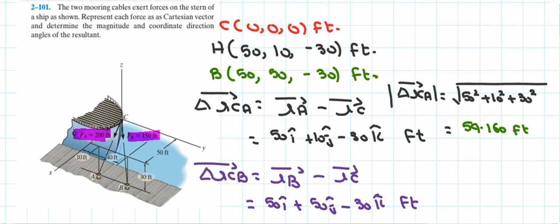The magnitude of RCA is 59.160 foot. Similarly, the magnitude of RCB is the square root of x square plus y square plus z square. The x in this case is 50, the y is 50, and the z is negative 30. So it will become 50 square plus 50 square plus 30 square.